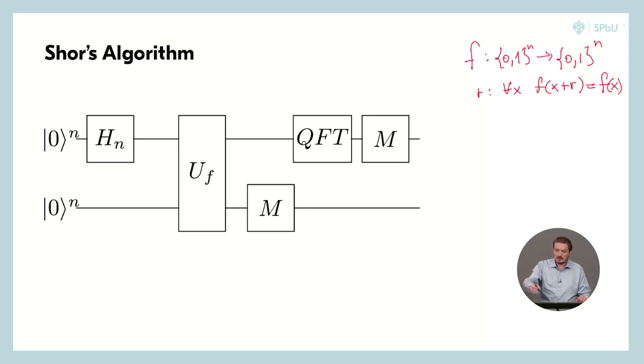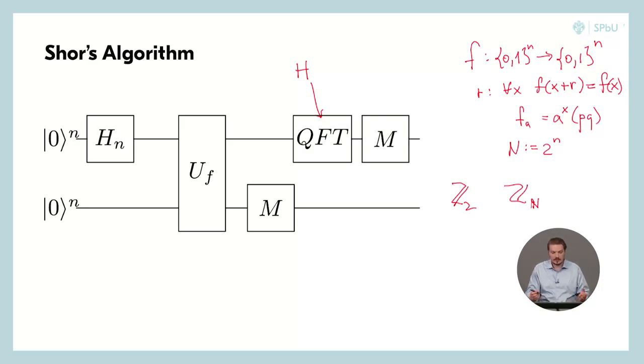And in the factoring case, this function f would be f_a, which we introduced in the previous steps. And again, here by capital N we will denote 2 to the power n. So this is the scheme of our circuit, and it is pretty much the same as in Simon's algorithm. Instead of this part here, where we had a Hadamard transform, now we have QFT, quantum Fourier transform, which is reasonable, because instead of searching for a period in Z modulo 2, we search for a period in Z modulo N.